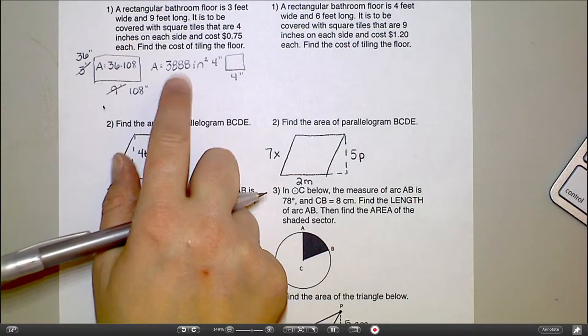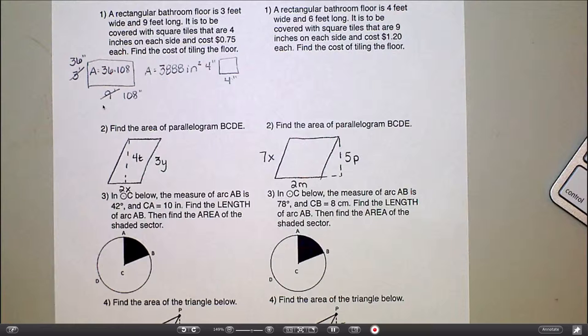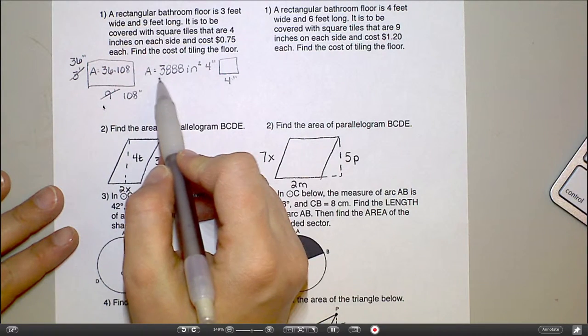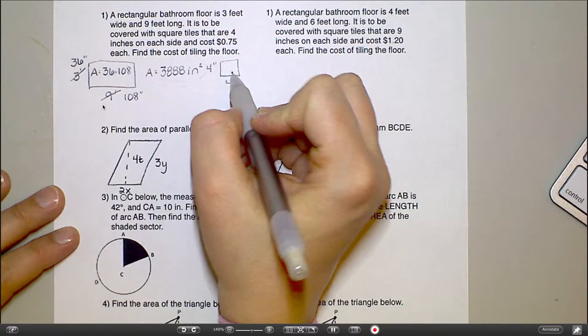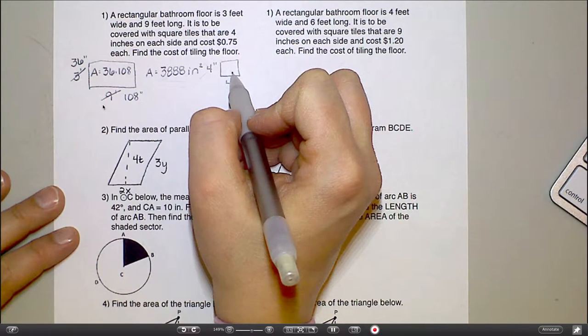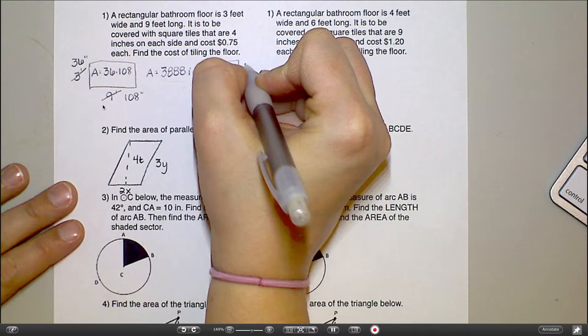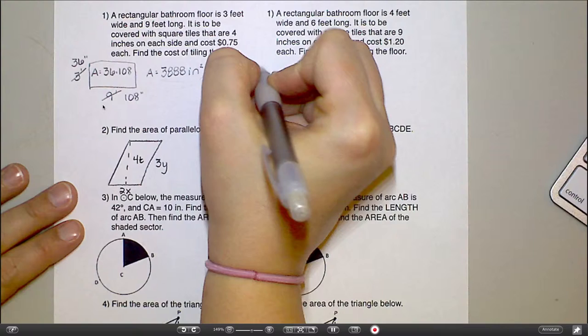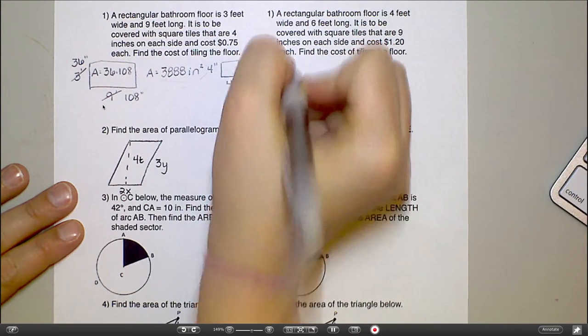Now from here, I had a lot of people just say, okay, I'm going to take that and divide it by 4 because every tile is 4 inches. The problem is you don't want to talk about inches, you want to talk about square inches, because this is being measured in square inches. I have this many square inches that I need to cover. So how many square inches are there in one of these tiles? 16. The area of the tile is 4 times 4, which is 16 square inches.